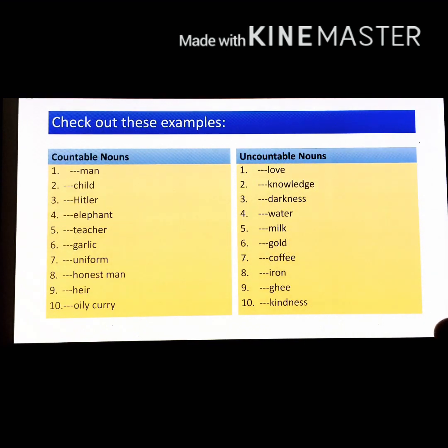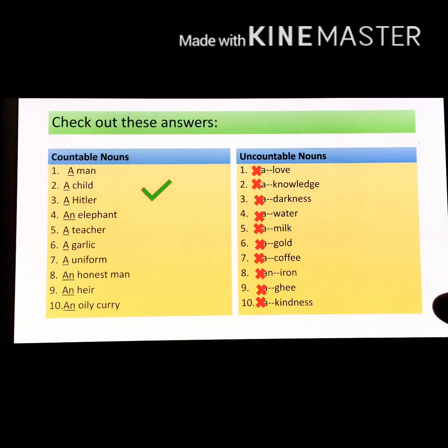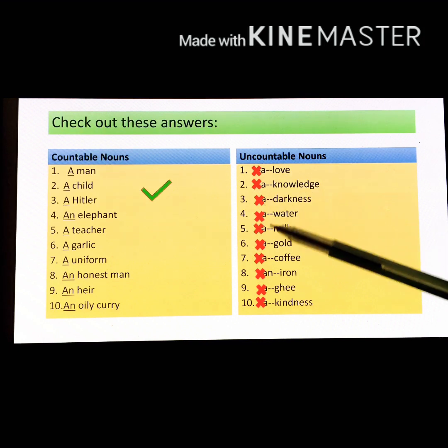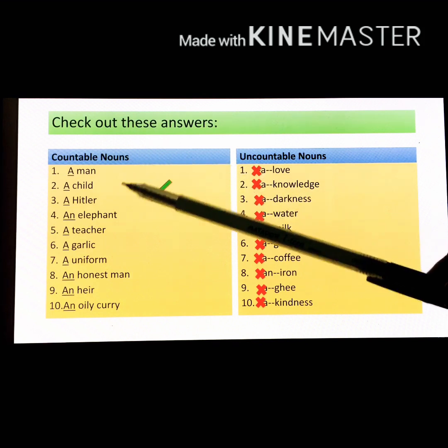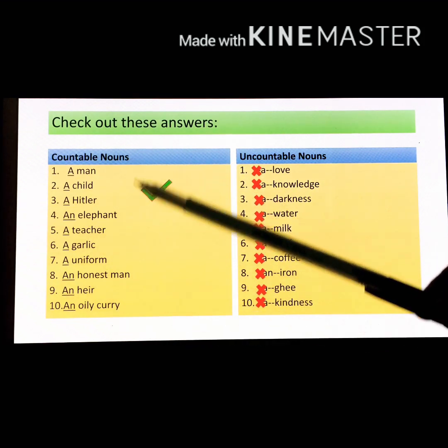Let us go to the next slide. Check out these examples. Now you see, we have used a or an before the countable nouns, but this row is of uncountable nouns, and there is no a or an here. But with countable nouns we could use a or an according to the rules.